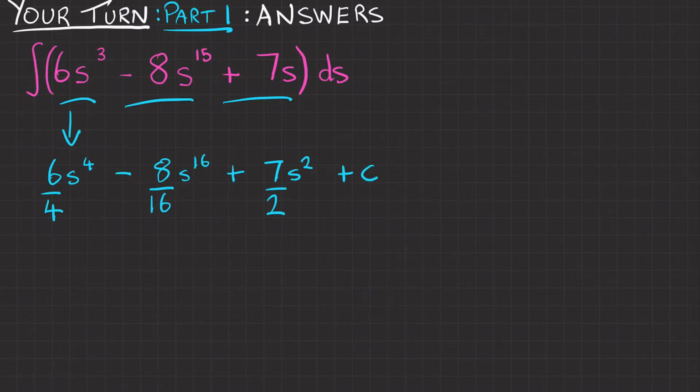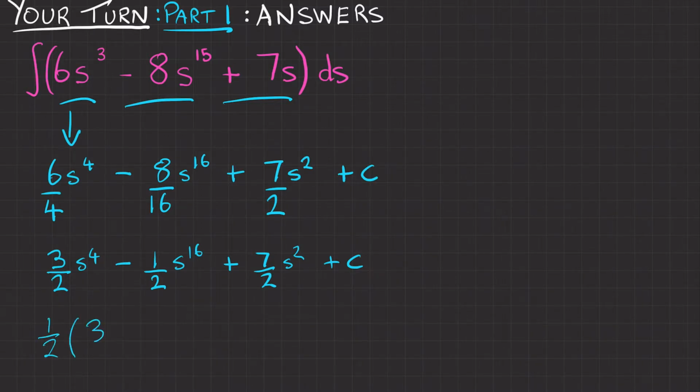Tidy this up a bit so it's a bit nicer. We'll have 3 over 2 s to the 4, minus a half s to the 16, plus 7 over 2 s squared, plus c. And if we want to tidy it up even more, we can actually take out a factor of a half. So we'll have a half, lots of 3s to the 4, minus s to the 16, plus 7s squared, plus c.